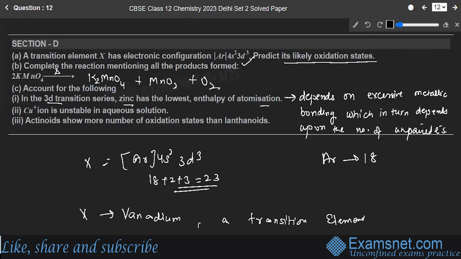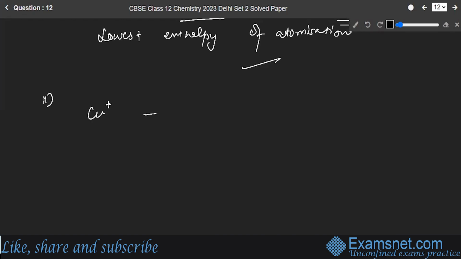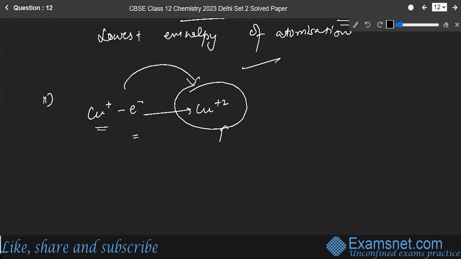Now, the second part of the question. Cu+ ion is unstable in the aqueous solution. Cu+ is unstable because energy is required to remove one electron from Cu+ to make it Cu2+. If I have to change it into Cu2+, energy is required to remove one electron from it. The high hydration energy of Cu2+ will compensate for the same. Therefore, Cu+ ion is unstable in the aqueous solution and undergoes disproportionation to give you Cu2+ and Cu.